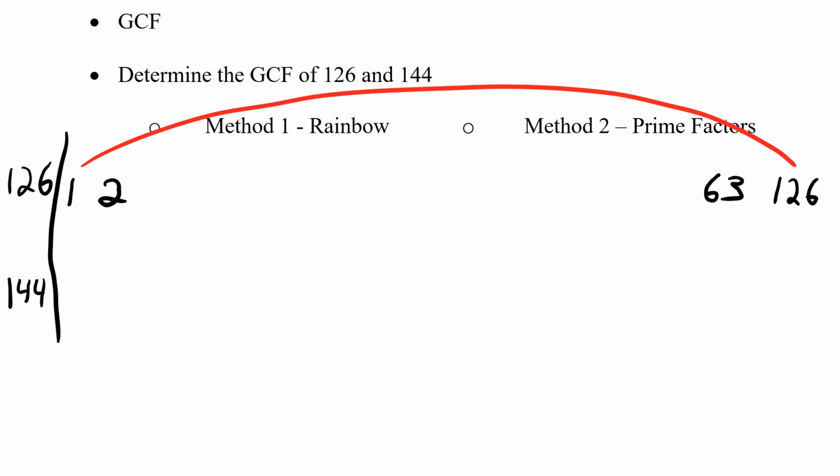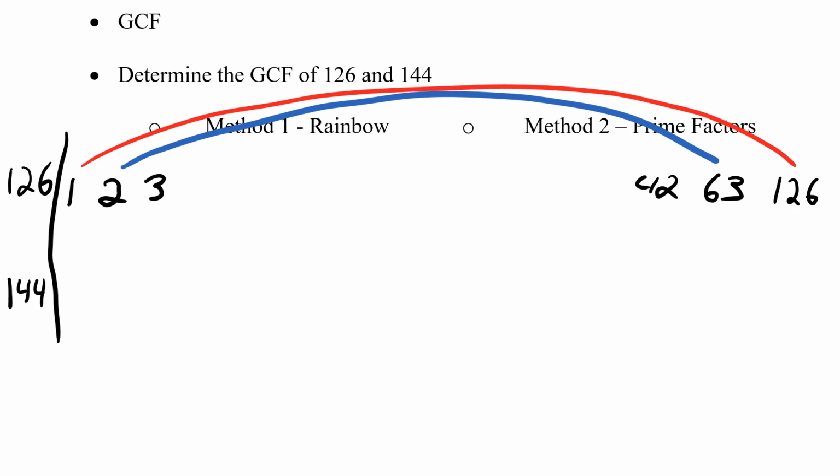And we'll rainbow this one in blue. Does 3 go into 126? Yes, it does. 3 and 42. We'll switch to green. Does 4? Well, 4 doesn't go in, so we can leave that off. 5 doesn't go in, but 6 will. So we'll go 6 and 21. Go back to my red rainbow.